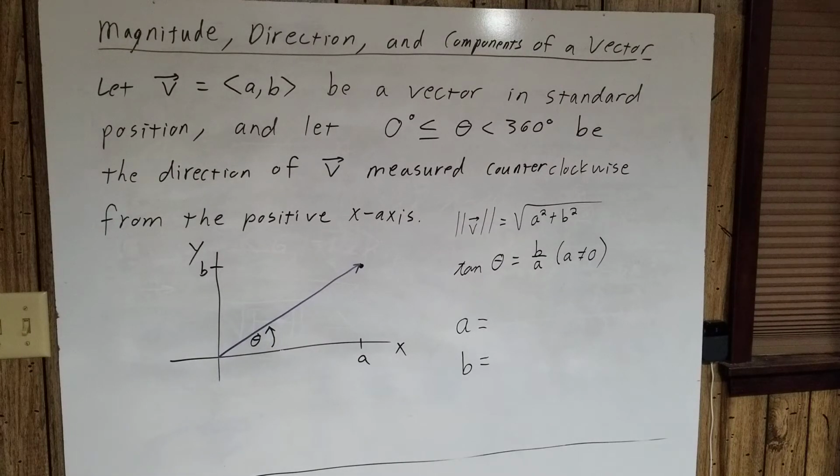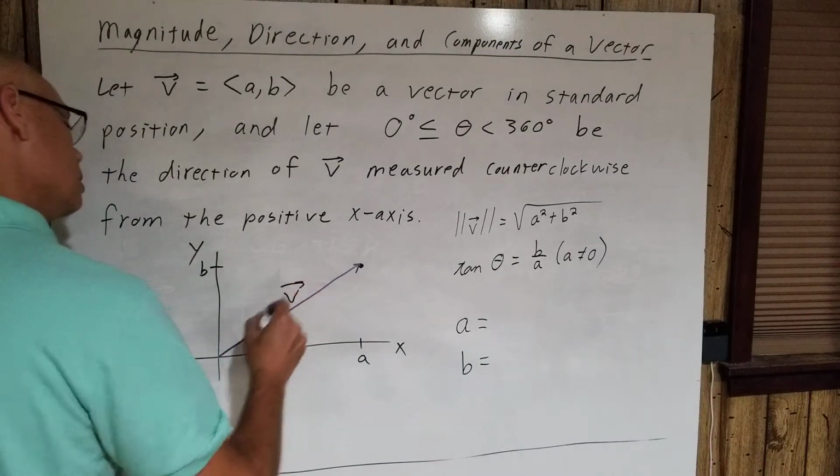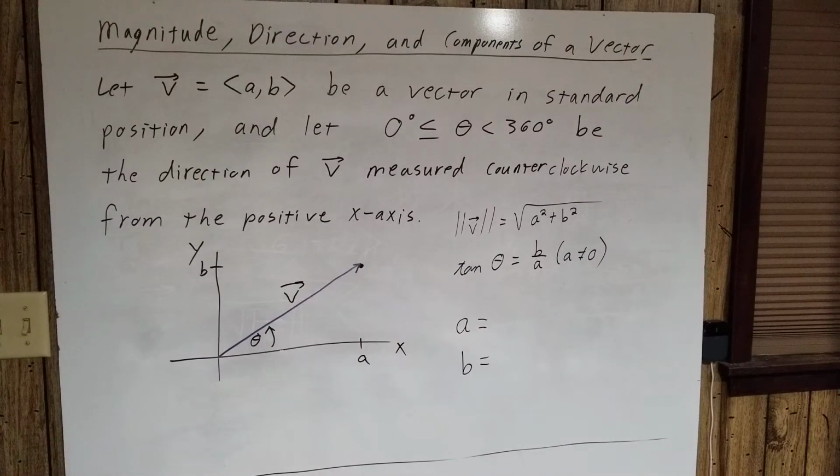Magnitude, direction, and components of a vector. Alright, let's suppose that I have theta between 0 and 360 degrees and I have vector v, which I forgot to label right here. This is vector v right here, okay?